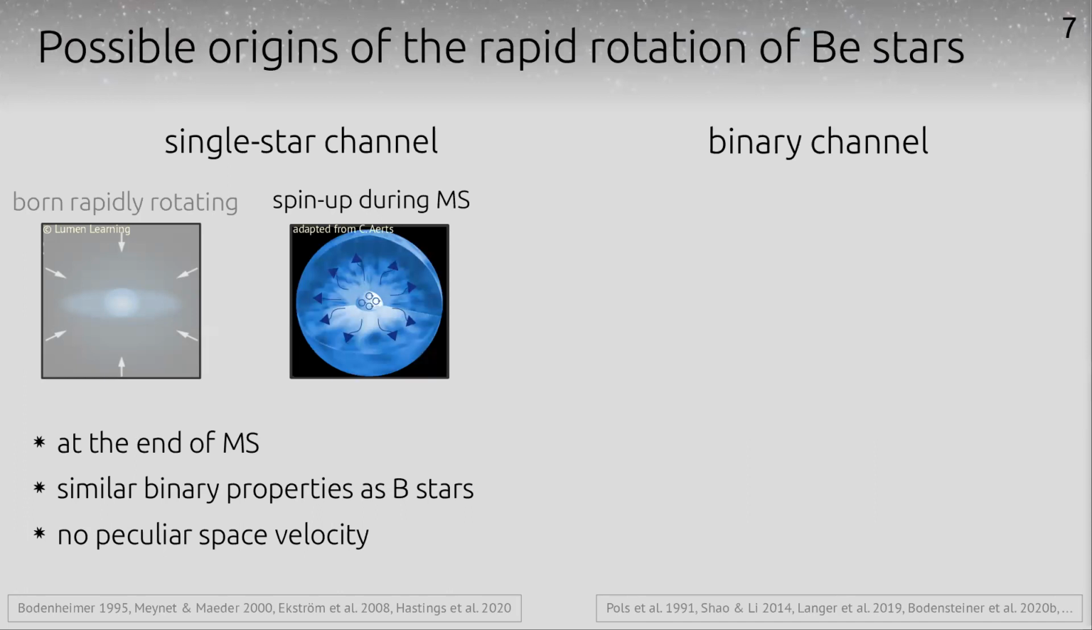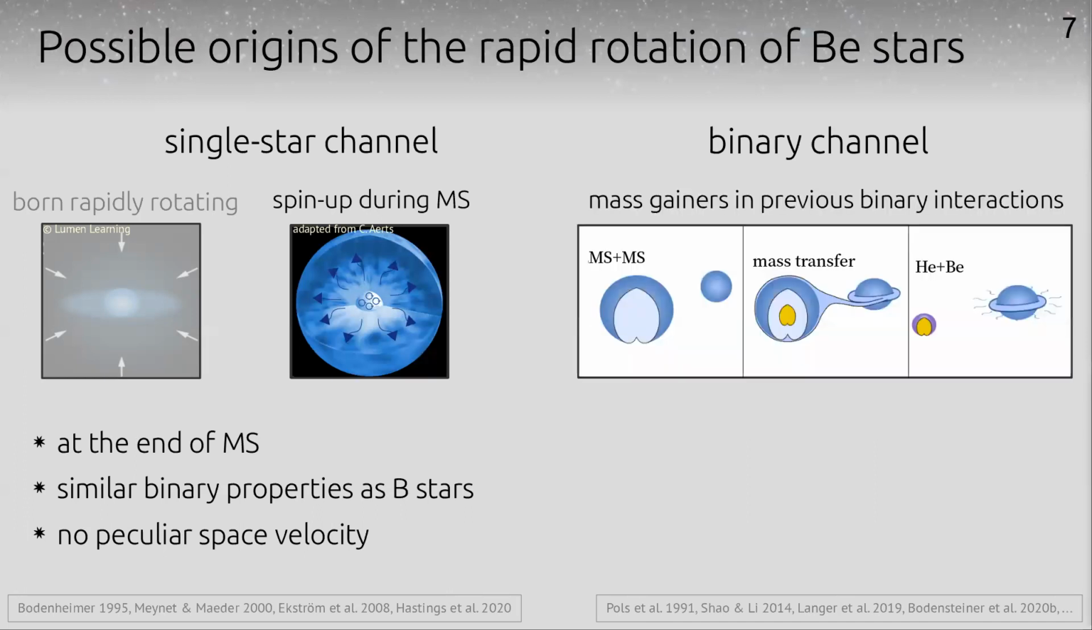But what about the binary channel? According to the binary channel, the idea is that BE stars gain angular momentum because they have received mass due to mass transfer or Roche lobe overflow in a binary system. So they are the mass gainers, the previous secondary, while the primary was stripped of its envelope and is now either a stripped star, or it has evolved already and is a white dwarf, a neutron star, a black hole, or the system was disrupted in a supernova explosion.